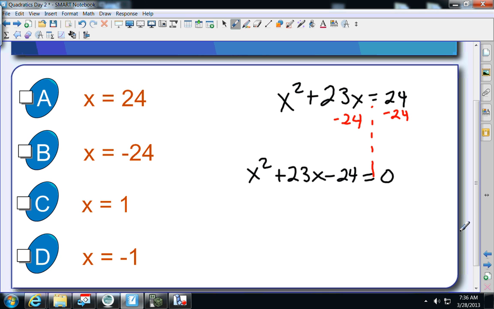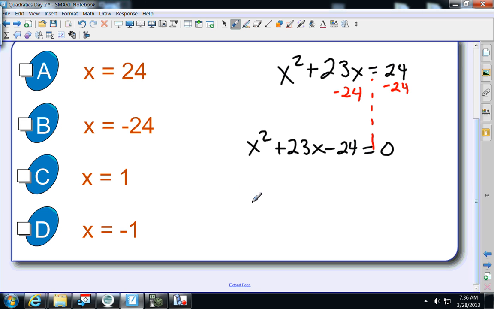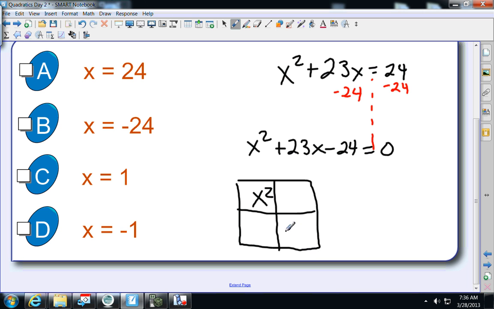So in this case, first off, you have to remember how to factor. x squared goes up here, negative 24 here. There's a 1 in front of that x squared. 1 times negative 24 is negative 24. I need the factors of negative 24 that give me 23. That's 24 and negative 1. So I'm going to put 24x and negative 1x.